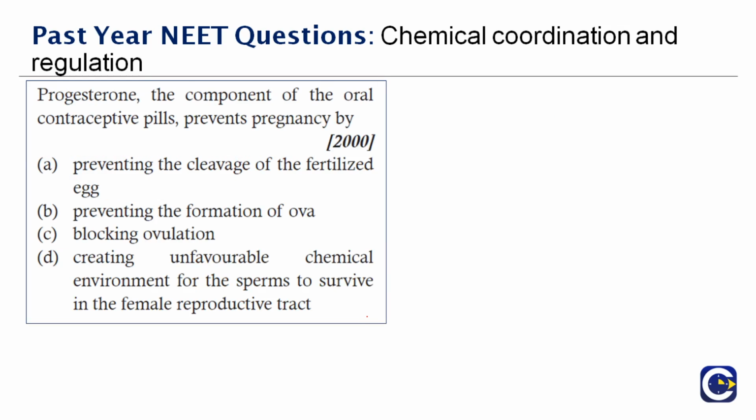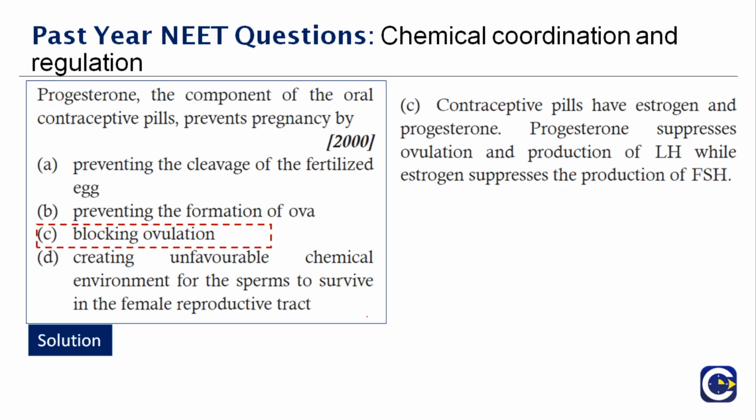Next question here. Progesterone, the component of the oral contraceptive pills, prevents pregnancy by dash. So you must have heard about these pills, right? These contraceptive pills are used to avoid unplanned pregnancies. That's the right way to put it. Contraceptive pills have estrogen and progesterone. Progesterone will suppress the ovulation and production of LH, while estrogen will suppress the production of FSH. So it will block the ovulation. Therefore, the right answer is option C.